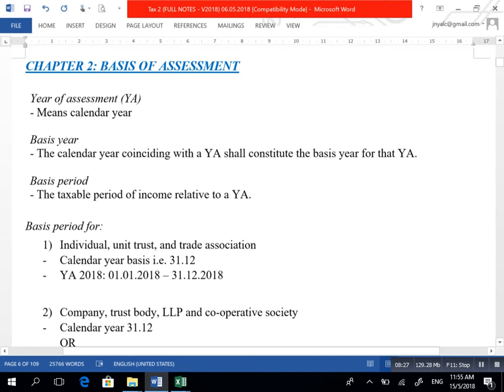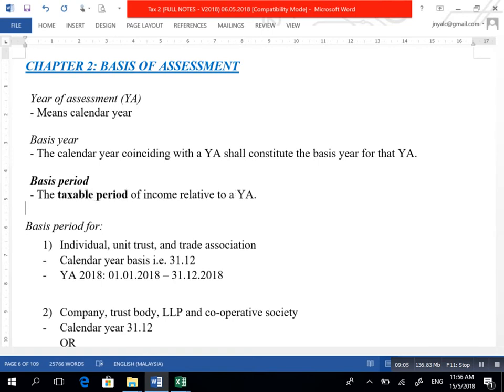Now, class, the calendar year here means 1st January to 31st December. Right? The basis year is based on the calendar year, it means 1st January to 31st December. This is about basis year. But we concentrate on basis period. You can highlight this one. Highlight the basis period. And basis period here means taxable period. The period subject to tax.